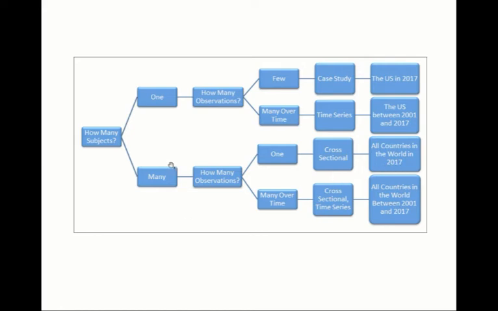If your variable applies to multiple subjects and you have multiple observations of them over time, then you have a cross-sectional time series variable. An example of this would be studying democracy in all countries throughout the world from 2001 to 2017. There would be multiple subjects, all countries in the world, with multiple observations each between 2001 and 2017.